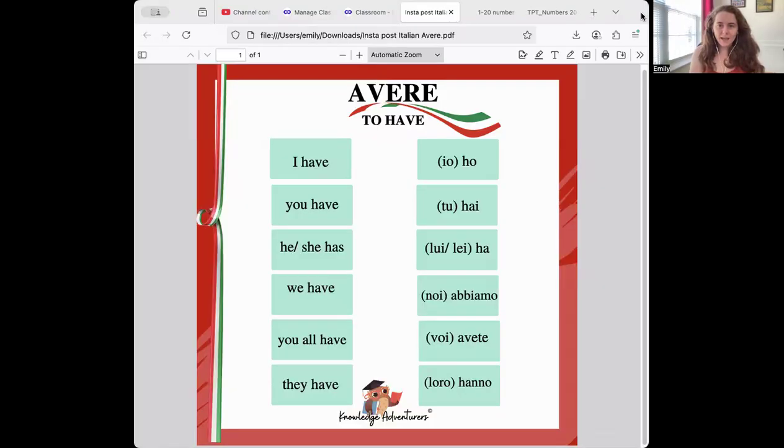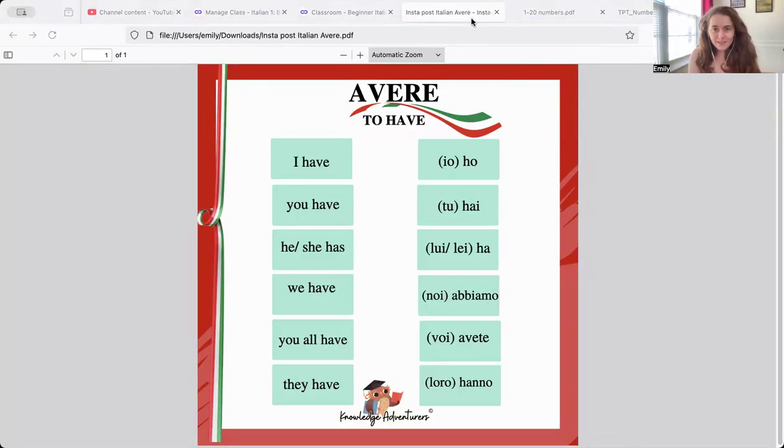or to has. So let's go ahead and look at that. So I'm going to share my screen and here we go. We have avere, which means to have. But of course, when you then change it to sentences, it could mean have or has.